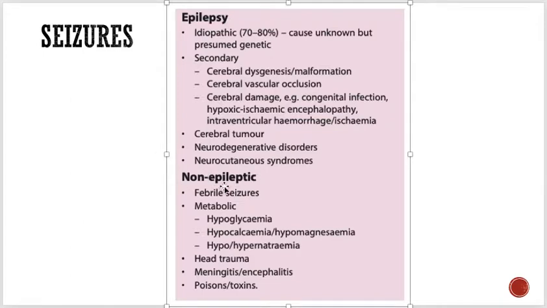Whereas when it is non-epileptic causes, you can see febrile seizures, which we are going to discuss, and metabolic causes like hypo-hyperglycemia, hypo-hypernatremia, hypo-hypercalcemia. I remember any electrolyte abnormality can give seizures. Head trauma, meningitis, encephalitis, poisons, and toxins. Or you can say the secondary causes, right?